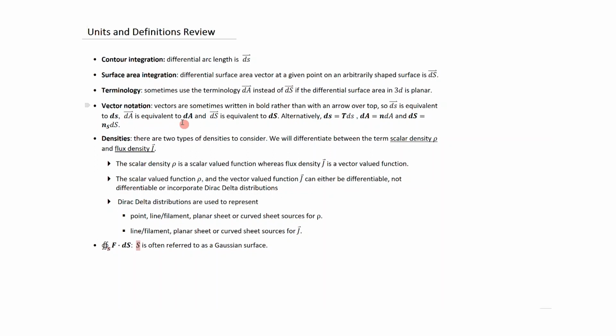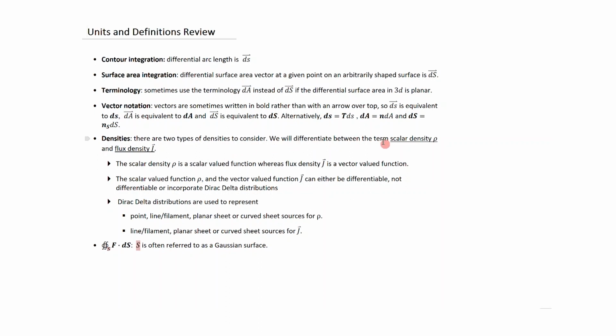dA with an arrow over top is equal to dA bold, and ds with an arrow over top is equivalent to ds bold. Alternatively, dS bold is equal to the unit normal vector n bold, dS, dA in bold would be equivalent to the unit vector n bold, dA, and ds bold, which equals the unit tangent vector, t bold, ds. So this would be a differential surface area vector for a curved surface, for a planar surface, and this is basically for contour.